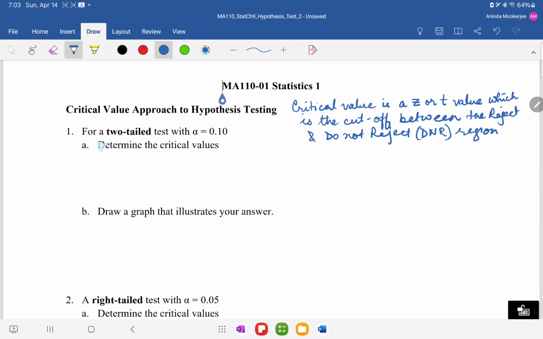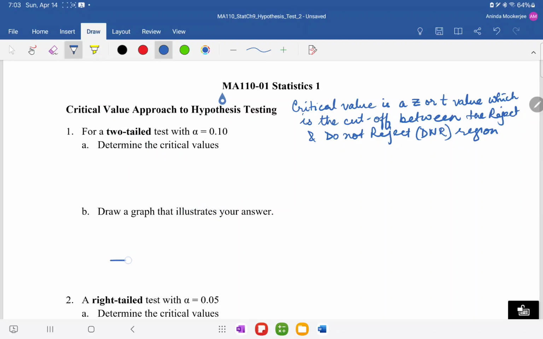So the question says, for a two-tailed test with alpha equals 0.10, determine the critical values and then draw a graph that illustrates your answer. Now, what I'm going to do is start with the graph, and then we will find the critical values.